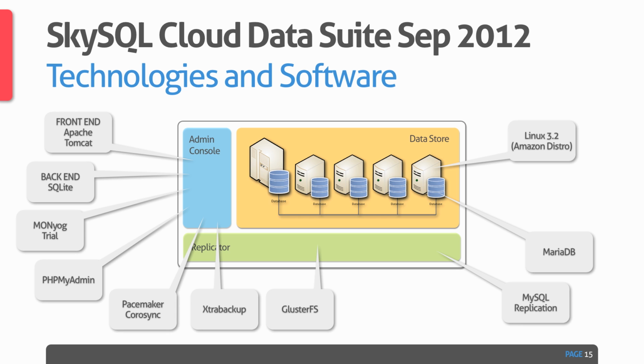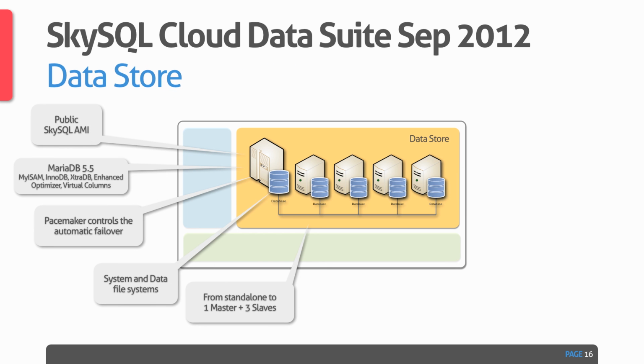GlusterFS is part of the replication environment that keeps everything consistent and highly available within the building block that you see here. And MySQL replication is the standard replication mechanism that we have adopted for MySQL. Finally, MariaDB is the database server, and the standard Amazon distribution based on Linux 3.2 is what we use to deploy our servers. The data store is also based, as I already mentioned, on a public SkySQL AMI.